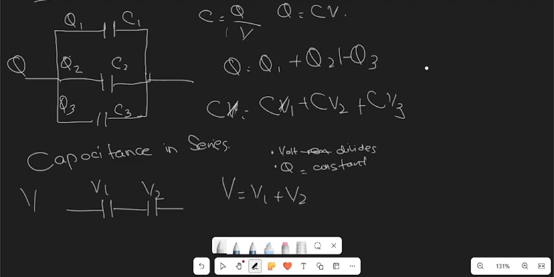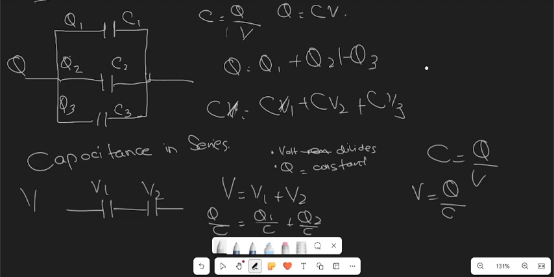Now if you go back to the formula, C equals Q over V, since V is changing, we're going to make this the subject and we'll get V equals Q over C. Now we're going to say Q over C equals Q over C1 plus Q over C2, right? And you know what remains constant here? Q remains constant, so you just cancel that out and you get 1 over C equals 1 over C1 plus 1 over C2.